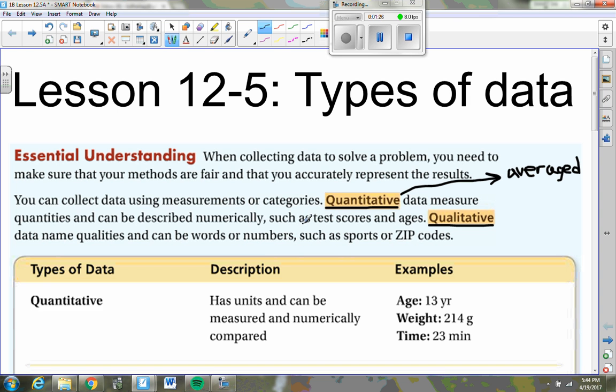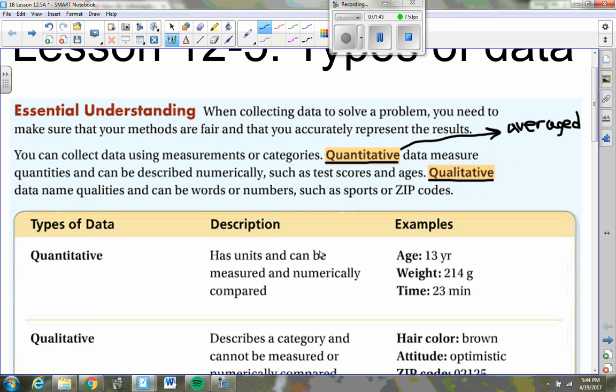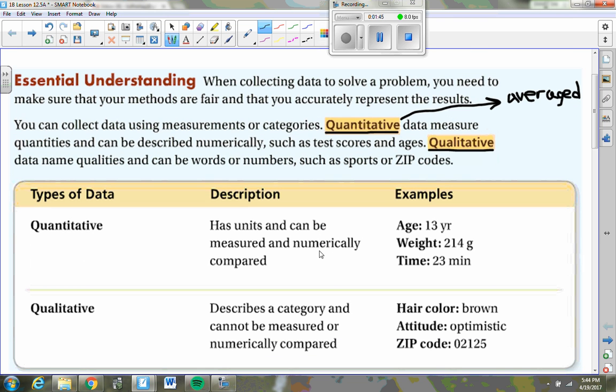The other type of data that we have would be qualitative. Qualitative data names qualities and puts them in certain categories, in sections. They can be words or numbers. There are different examples of qualitative data, but it's things like hair color, brown hair, blue eyes, things like that. Male, female, right? Gender would be qualitative data.